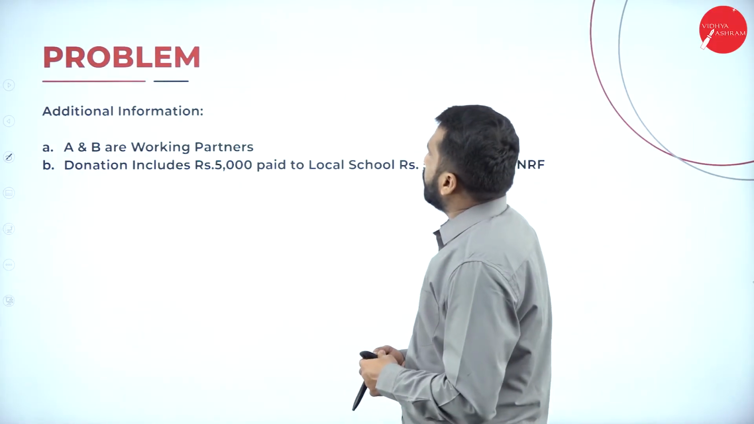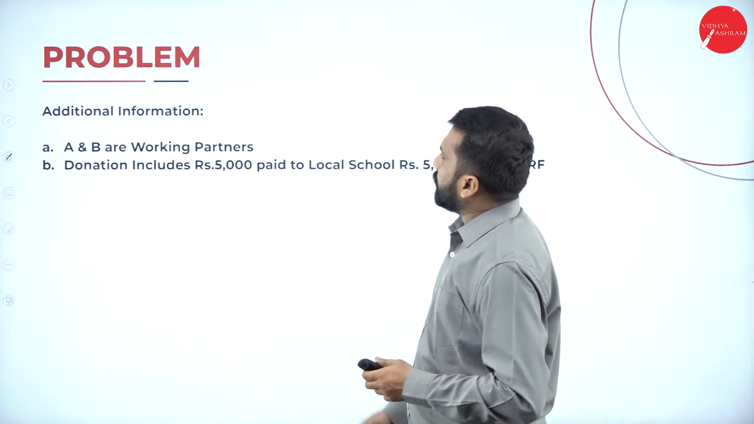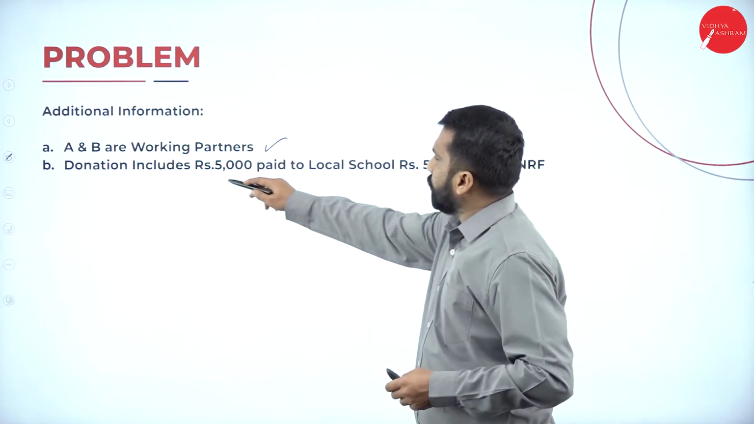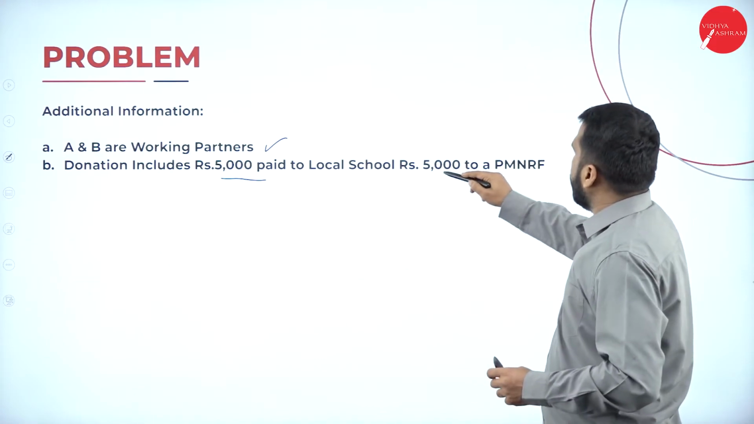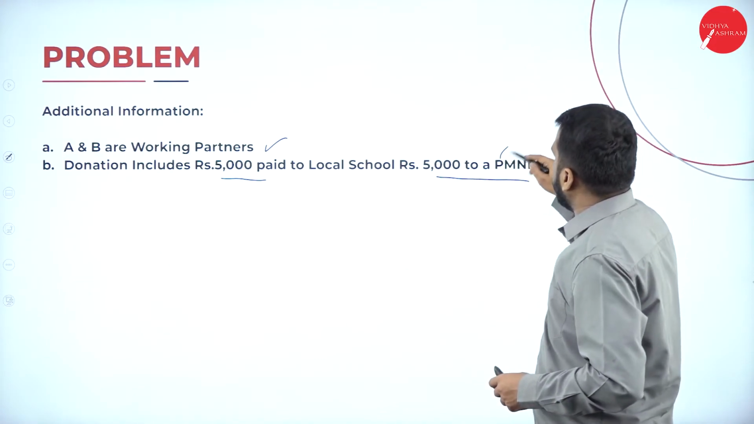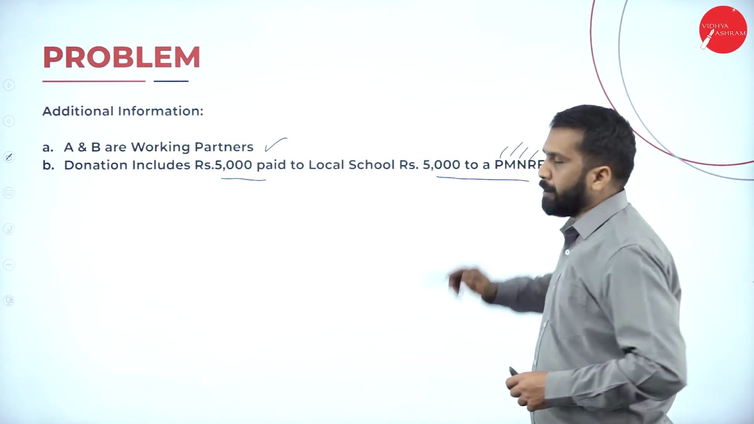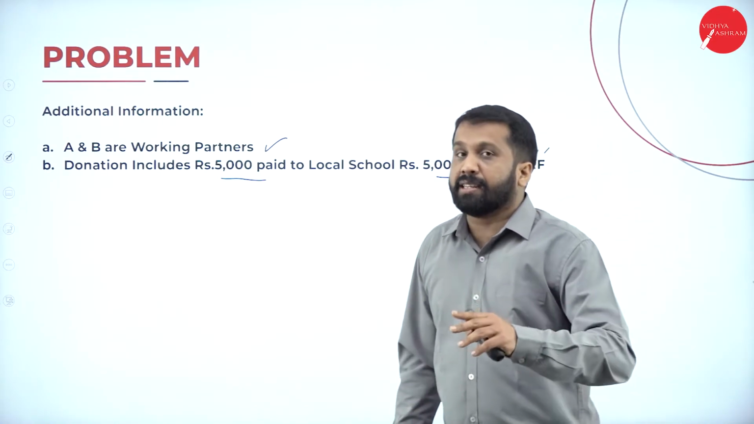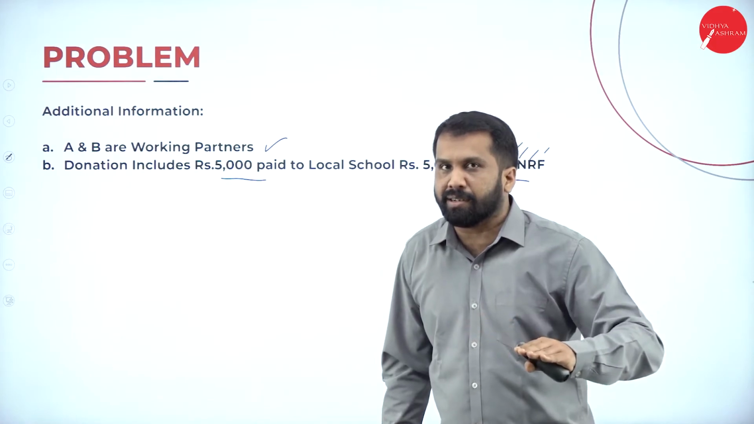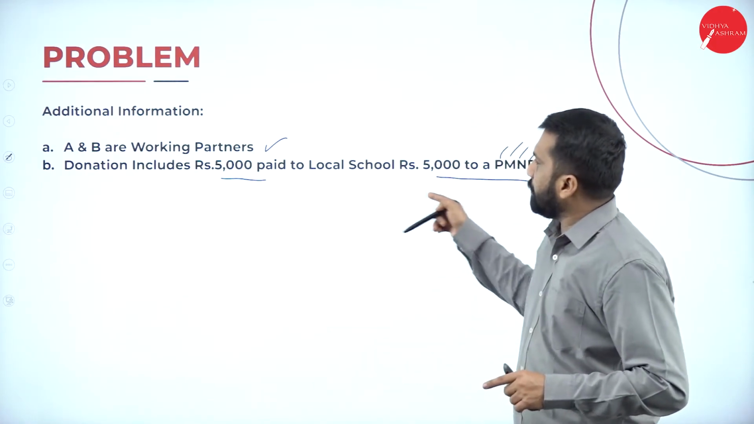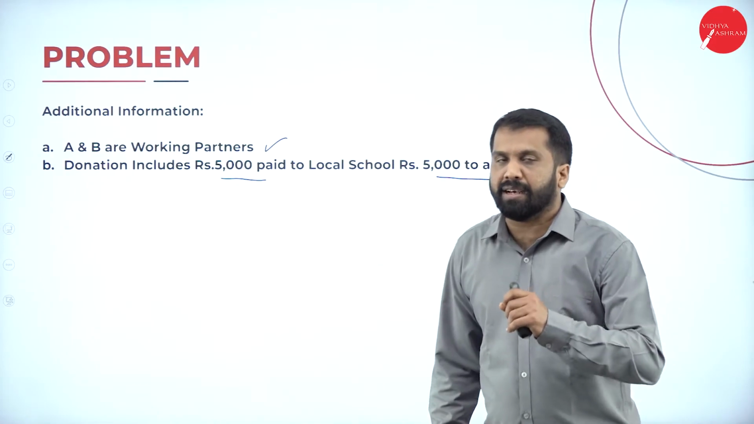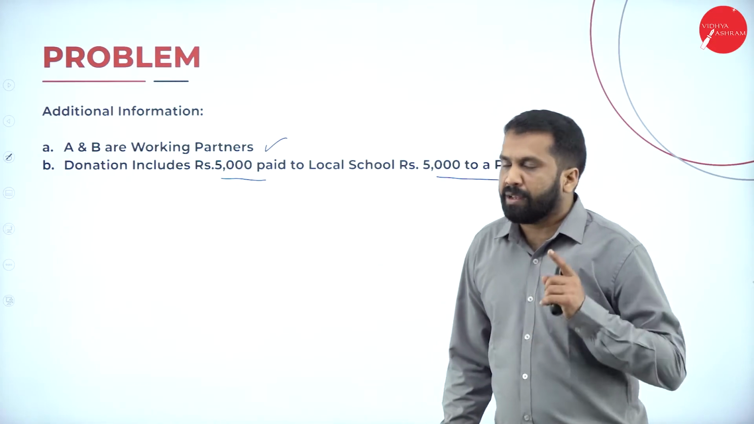Now, these are the working notes. A and B are working partners. Remember, donation includes 5,000 paid to local school, 5,000 paid for Prime Minister National Relief Fund. If the donation is paid for trade association, then we don't consider. If it is paid for these, then we have to consider as inadmissible expenses. Hope you are clear. Yes.